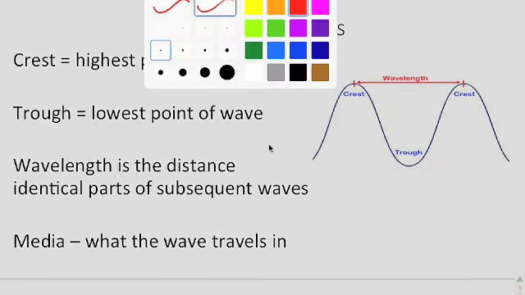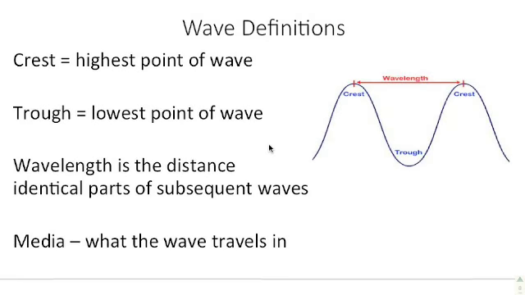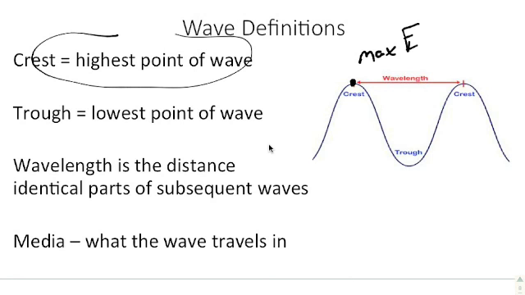A couple other key points right here: you have a crest, and a crest is the highest point of a wave. It represents the point of maximum energy. The trough is the lowest point on the wave, and it represents the point of minimum energy. And this line right in between, which should be halfway through, is called the equilibrium line. It's halfway between the crest and the trough, and that's the middle point that you measure everything from.